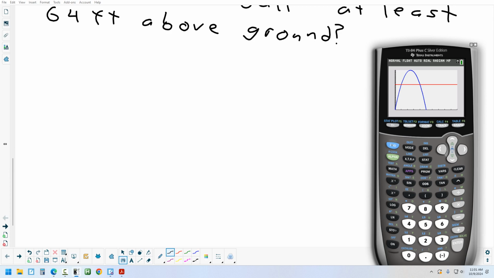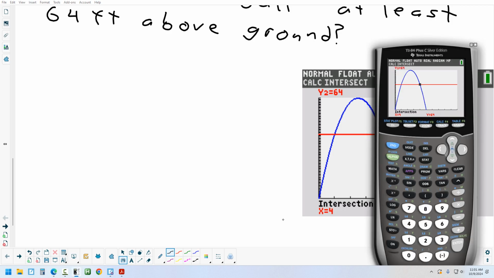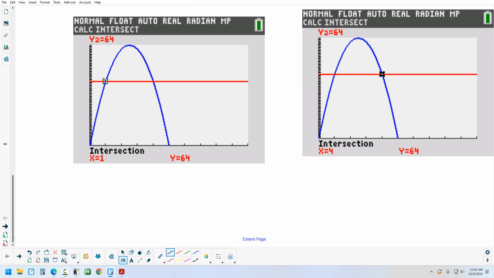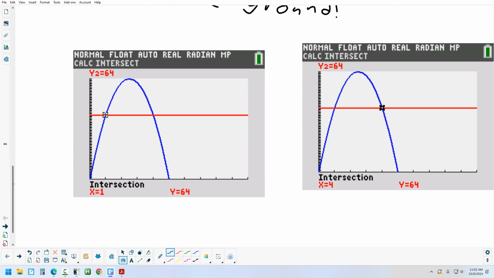Okay, so I'll just do intersect. If I just hit enter 3 times, it'll give me one of them. Okay, so that's the one on the right. And now I need to be a little more careful to do the one on the left. Just move your cursor further to the left. And now you should be okay. Perfect. Okay, so I've got each intersection point. So based on the 2 intersection points, at what time is the ball 64 feet or higher?